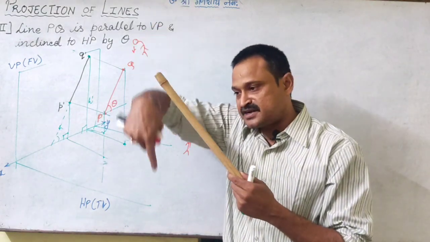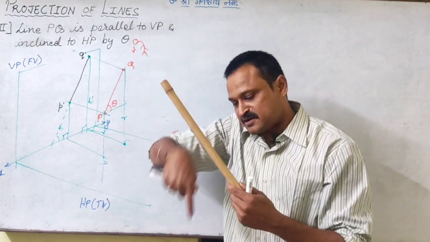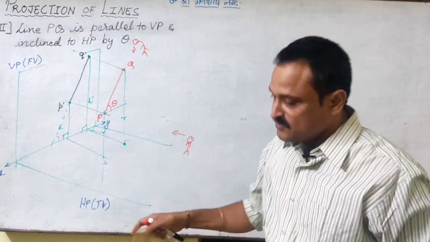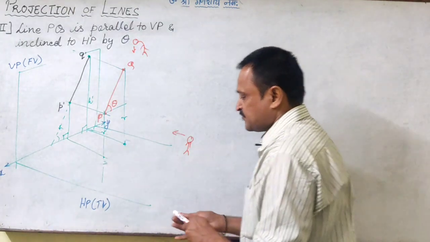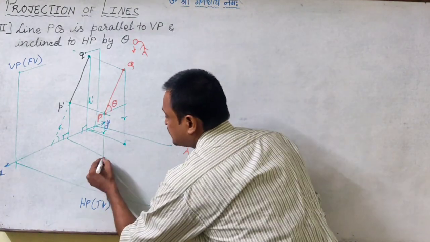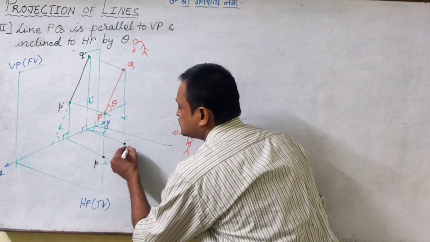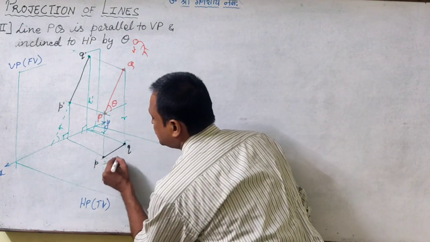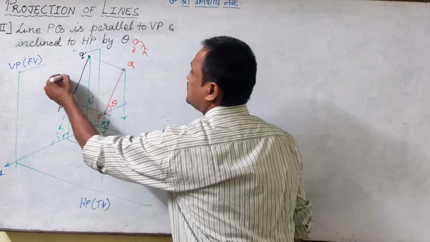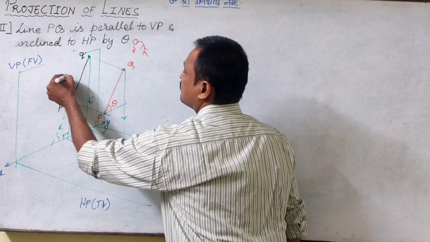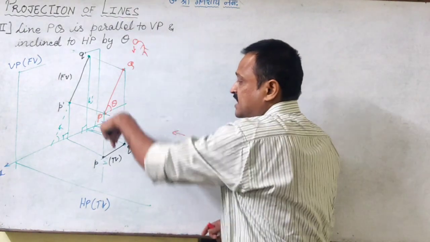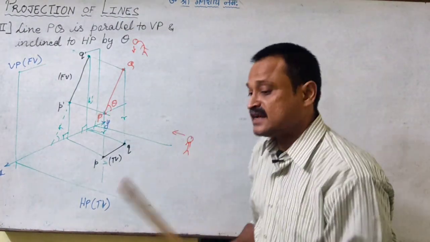Then we pass the projector for the top view. Projectors are perpendicular to each other, so I get the top view image of this line on the horizontal plane. Say this is the top view image P and this is the top view image Q. When I join them, PQ is the top view of the line and P dash Q dash is the front view of the line.